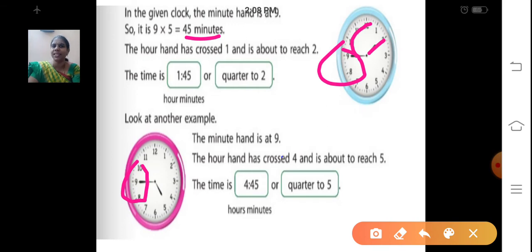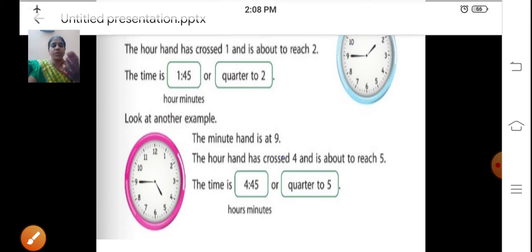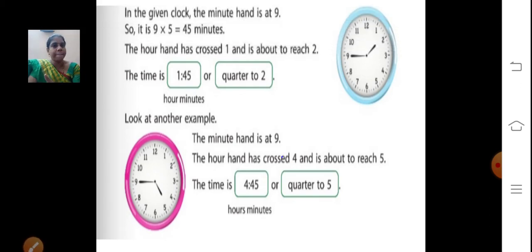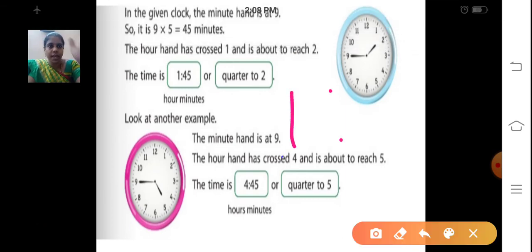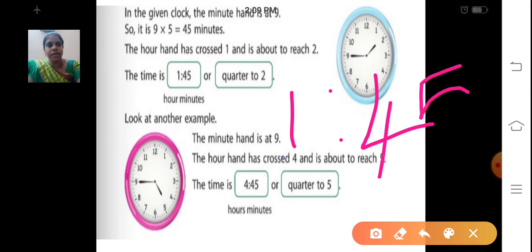So how do we say the time? First we will write the time. How to write the time? First, the hour hand crossed 1, correct? It didn't fully reach 2. So it is 1. So the hour is 1. Now tell me the minutes. The minute hand is at 9. 9 fives are 45. So the time is 1 hour 45 minutes.